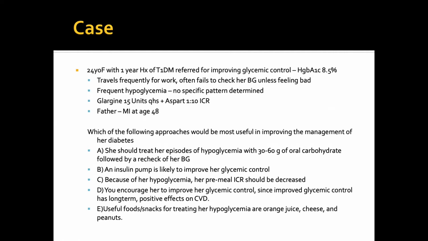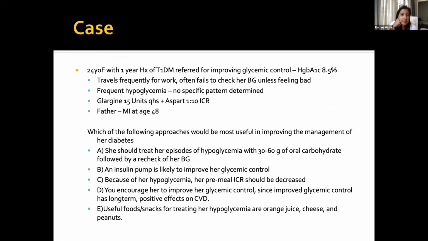A, she should treat her episodes of hypoglycemia with 30 to 60 grams of oral carbs, followed by a recheck of her glucose. B, an insulin pump. C, because of her hyperglycemia, her pre-meal ICR should be decreased. D, you encourage her to improve her glycemic control, since improved glycemic control has long-term positive effects on cardiovascular disease. Or E, useful foods and snacks for treating her hypoglycemia are orange juice, cheese, and peanuts.